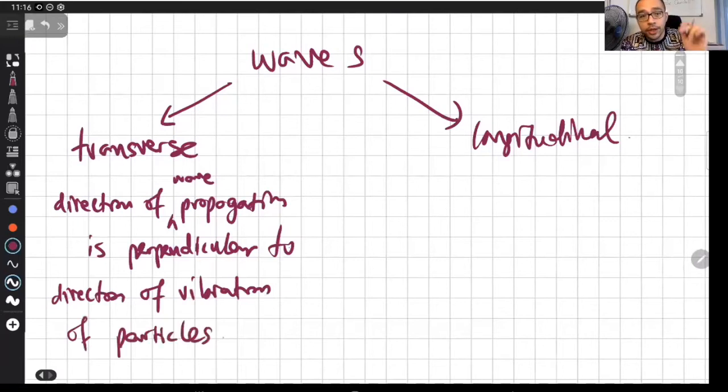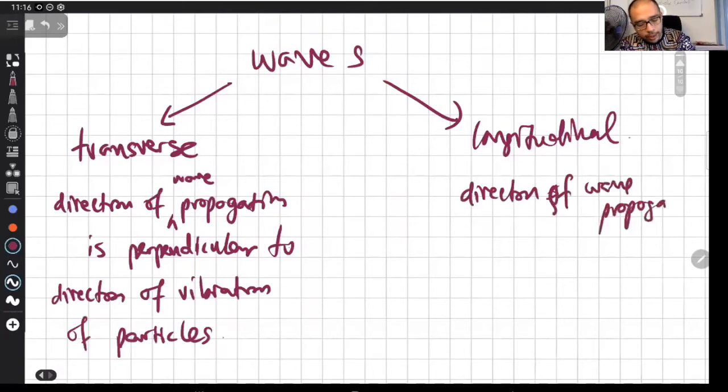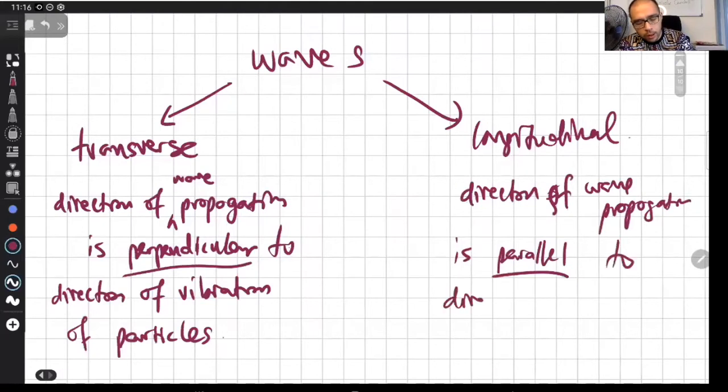Whereas in longitudinal waves, the direction of wave propagation is on the same line, parallel to the direction of vibration of particles. The only fundamental difference is these two words only.